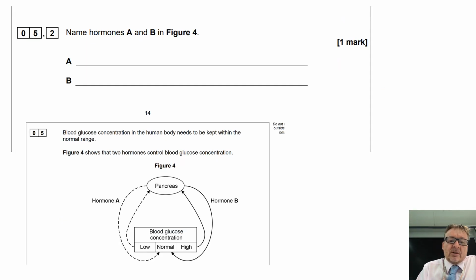Looking at the diagram now, name hormones A and B in figure 4. A is where the sugar is low. I remember from the lessons that that is glucagon. And when the sugar is high, the pancreas releases insulin to get it back to normal again.